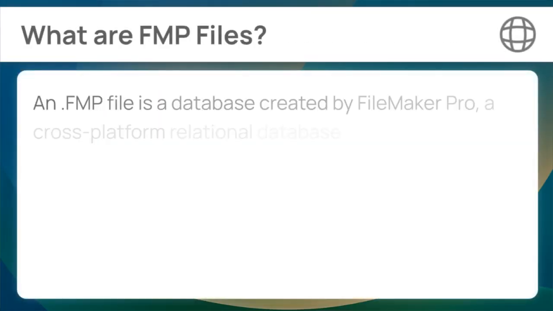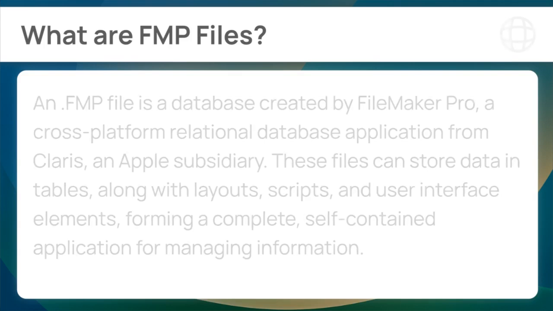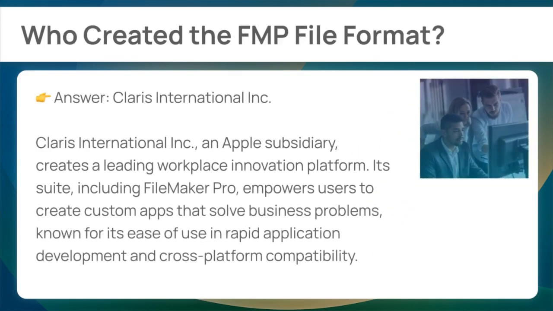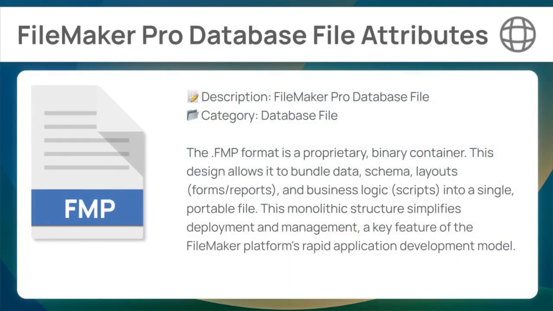And a .fmp file is a database created by FileMaker Pro, a cross-platform relational database application from Claris, an Apple subsidiary. These files can store data in tables, along with layouts, scripts, and user interface elements, forming a complete self-contained application for managing information. The .fmp format is a proprietary binary container. This design allows it to bundle data, schema, layouts, forms or reports, and business logic, scripts, into a single portable file. This monolithic structure simplifies deployment and management, a key feature of the FileMaker platform's rapid application development model.